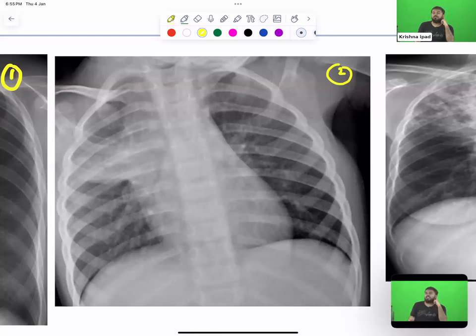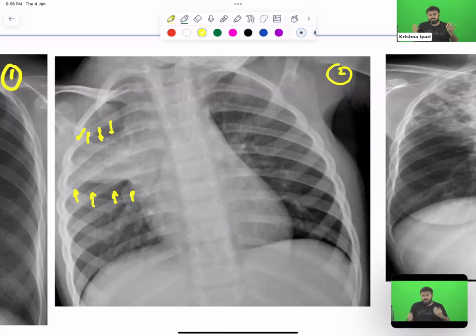So, where do you see tree in bud appearance? You will see it only in HRCT, high resolution CT scan. In a normal X-ray, you won't see tree in bud appearance. Again, I'm telling you, hilar means it will only be till the hilar region. It won't go till the periphery. If it is going till the periphery, it is consolidation. Look, it is going till the periphery. This is consolidation.